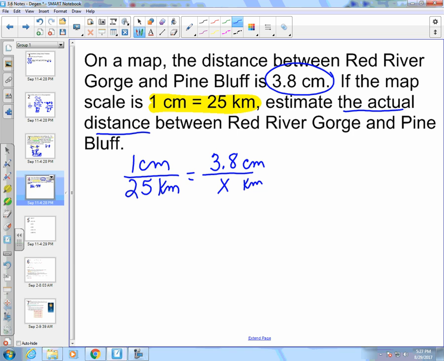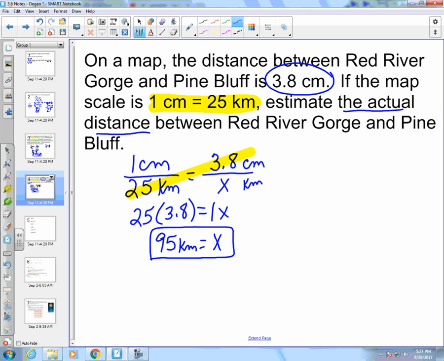Now we can go through and do our cross products. We can start right out here with our 25 times 3.8 equal to 1 times x. Well, 1 times x is x. What is 25 times 3.8? It's 95. It's going to be 95 kilometers. That is the distance that is being shown on the map. That's the distance for the real thing.